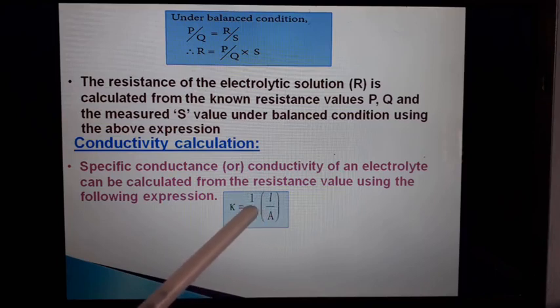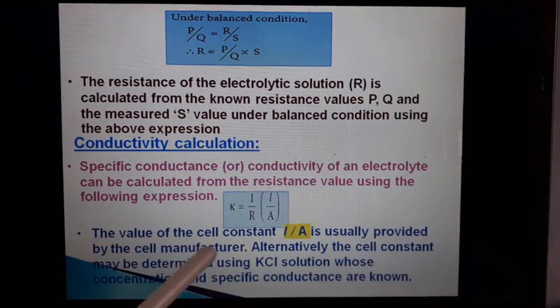Now we calculate the specific conductance of the electrolyte. The value of the cell constant L by A is usually provided by the cell manufacturer. In this case the known value L by A is already provided by the cell manufacturer. Alternatively, the cell constant may be determined using potassium chloride solution whose concentration and specific conductance are known. If not available, you use the potassium chloride solution and determine the specific conductance of the solution.